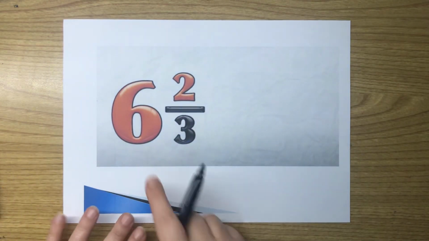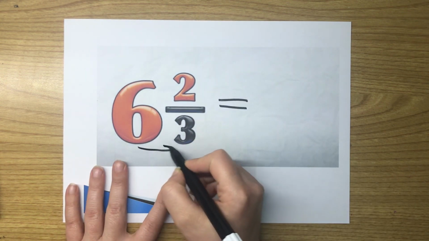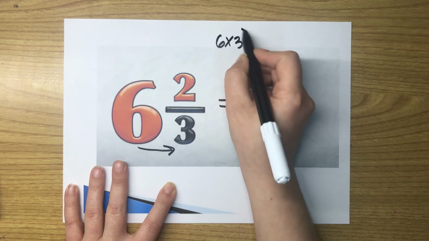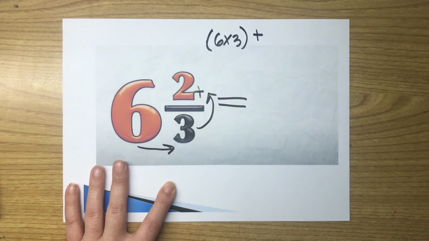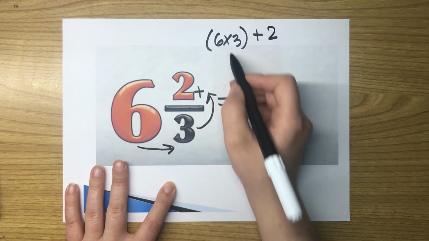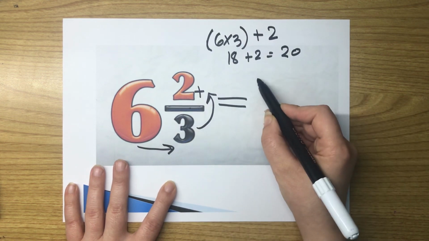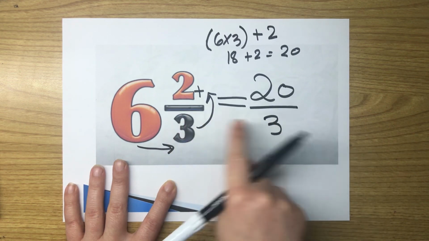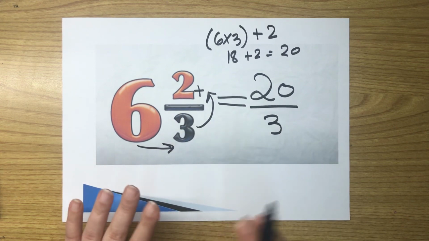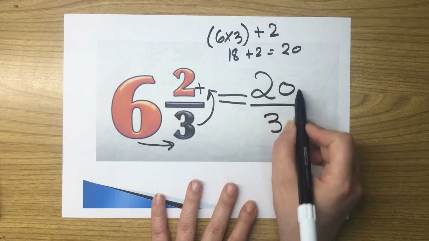Another example, the last one. Change this mixed number into an improper fraction. So 6 times 3. Then we are going to add what? Plus 2. So 6 times 3 equals 18, plus 2 equals 20. So the improper fraction is going to be 20 out of 3, the same denominator. Pay attention, the same denominator. So the mixed number changed into an improper fraction is going to be 20 thirds.